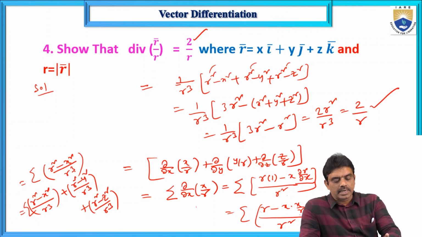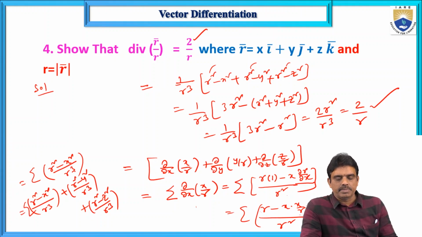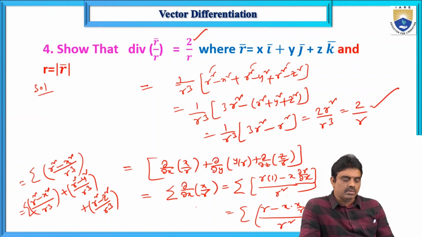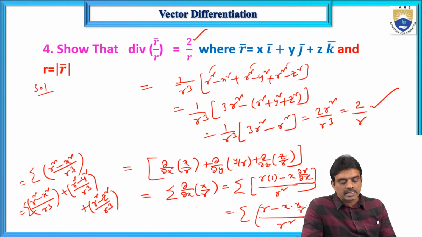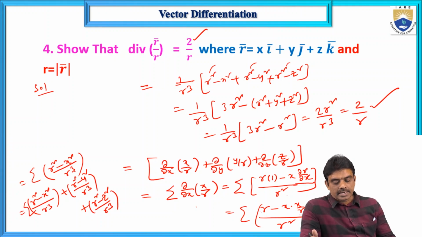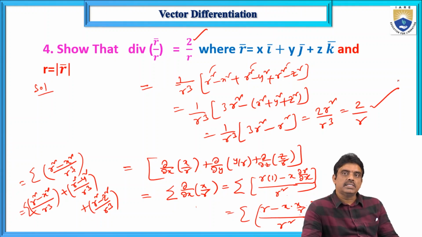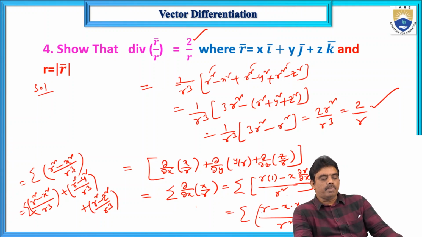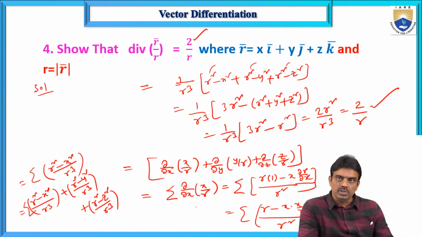We have calculated the r bar by r value, that is (x i bar plus y j bar plus z k bar) by r. That means I am writing the i bar coefficient x by r, the j bar coefficient y by r, the k bar coefficient z by r. Each is applied with del as a dot operation, and we finally get 2 by r. So this is the problem or property related to the divergence of a vector point function.